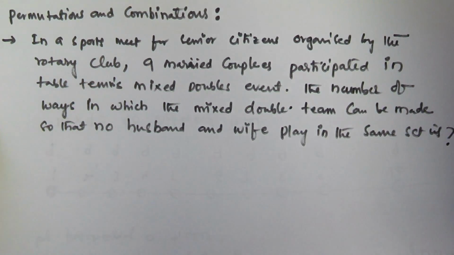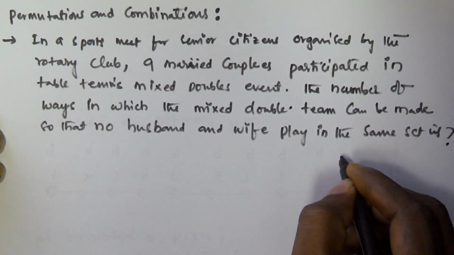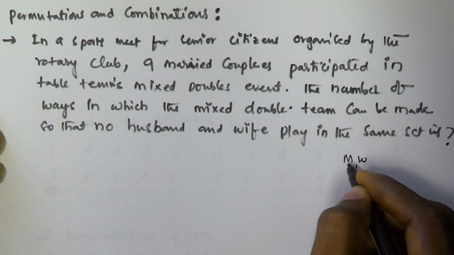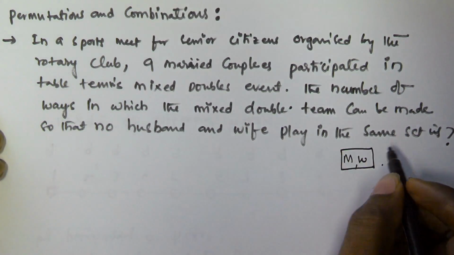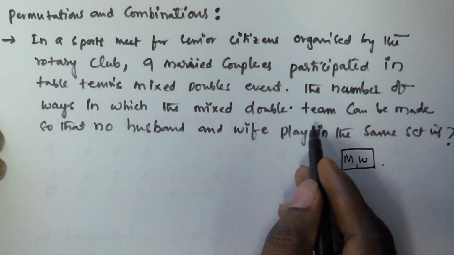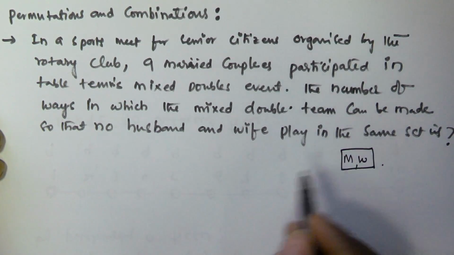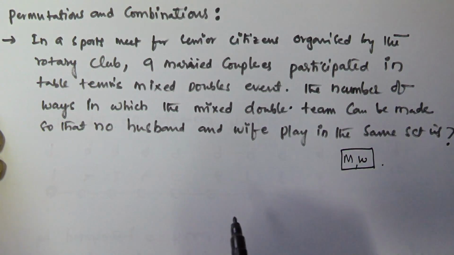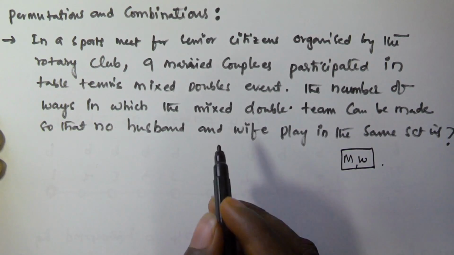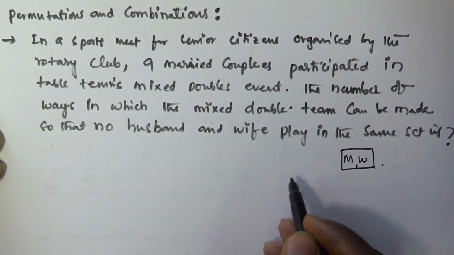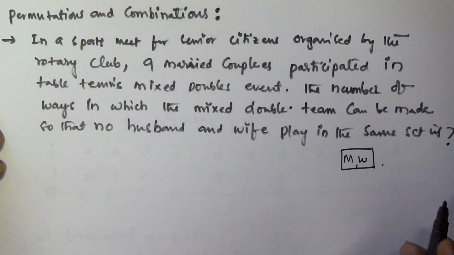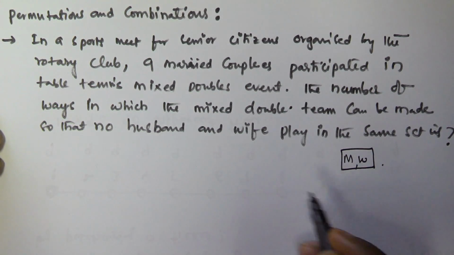So the problem is, in a sports meet for senior citizens organized by a Rotary Club, 9 married couples participated in the table tennis mixed doubles. Mixed doubles means one man and one woman, as a team they will play, right? So the number of ways in which the mixed double team can be made so that no husband and wife will play in the same set. That means we cannot make a mixed double team with husband and wife. If one pair's husband is there, the wife should be from the other pair, right? So this is the problem.